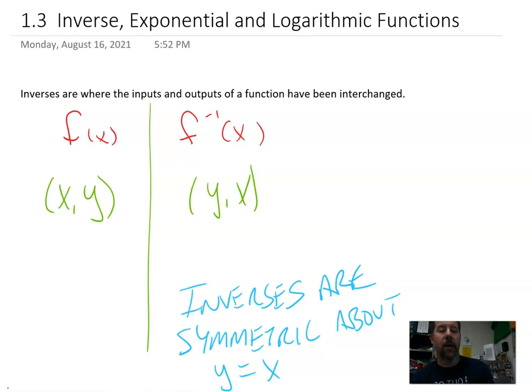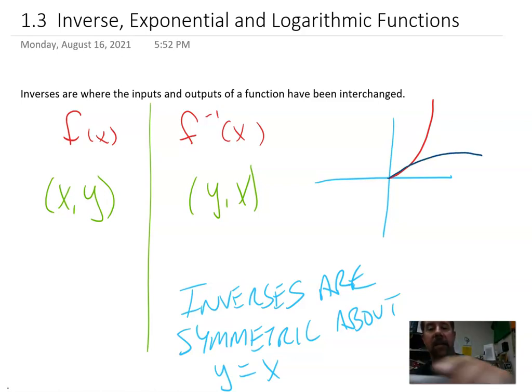All right? So again, for instance, this is the function y equals x squared, or at least for values that are greater than or equal to 0. And its inverse, the square root of x, would look like that. This is just a quick sketch, it's not perfect here, but just to show you that these are symmetric with the line y equals x. If I were to fold it over that line, they would match up. Okay? All inverses are symmetric with the line y equals x.